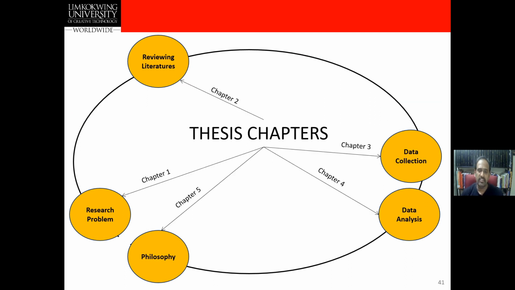Your chapters are divided along these things. The research problem is discussed in detail with the background, objectives and questions in chapter 1. Then chapter 2 is entirely literature review, where you quote a lot of citations. Many in-text citations are happening.